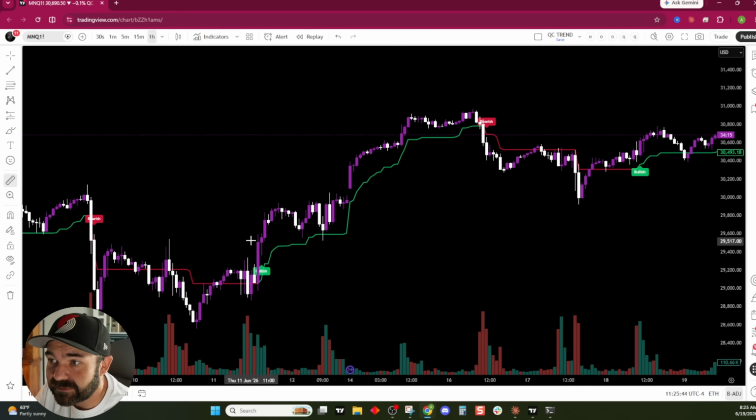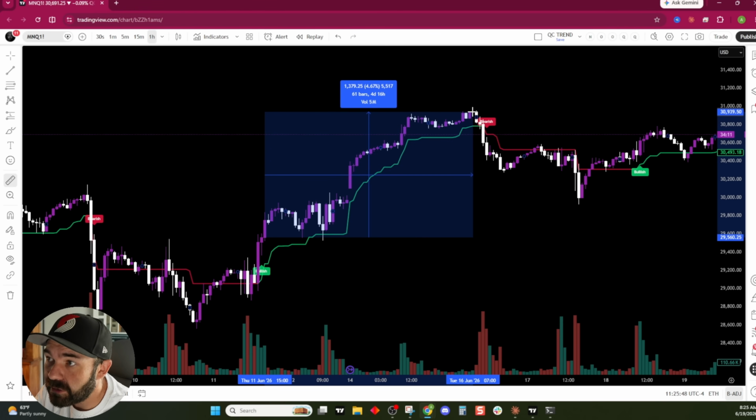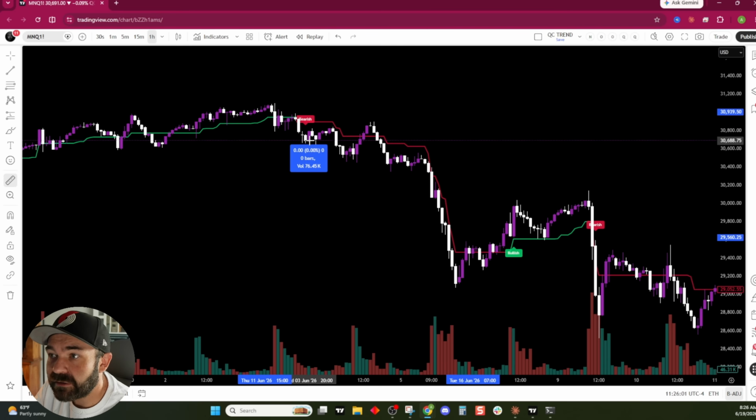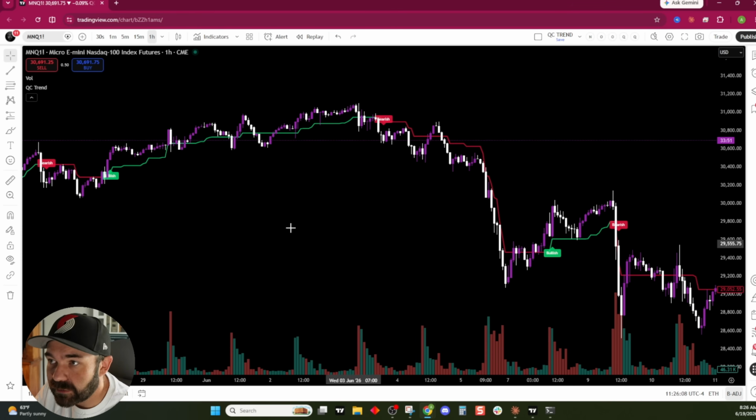But right here, I mean, this is a massive call on the 1 hour time frame. It caught the peak. I know most people won't, but this flips bullish and runs almost 1,400 points. It's insane. Back over here, 1 hour time frame, bearish right here, runs down. If you caught the bottom, 1,600 point move. I guess what I'm saying is this works.